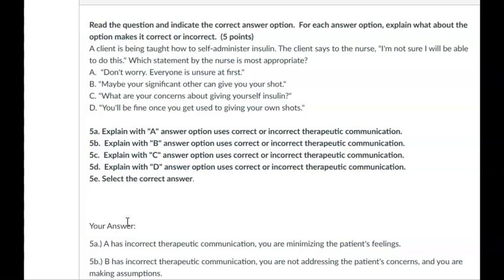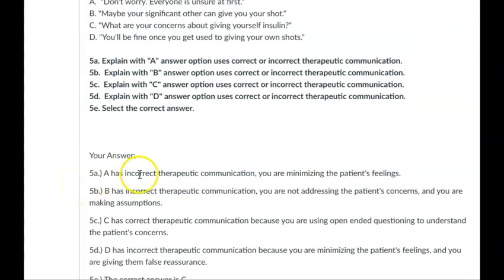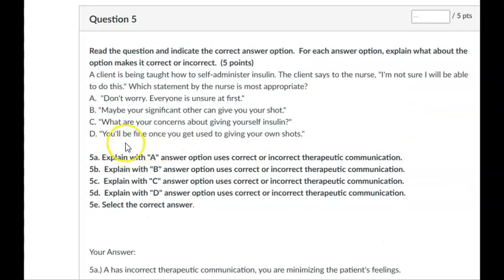Down to question 5. Client's being taught how to self-administer insulin. The client says to the nurse, I'm not sure I'll be able to do this. What statement by the nurse is most appropriate? A, don't worry, everyone is unsure at first. The student put incorrect communication. You're minimizing the patient's feelings, right? Kind of dismissive. Don't worry about it. We don't want to say that.